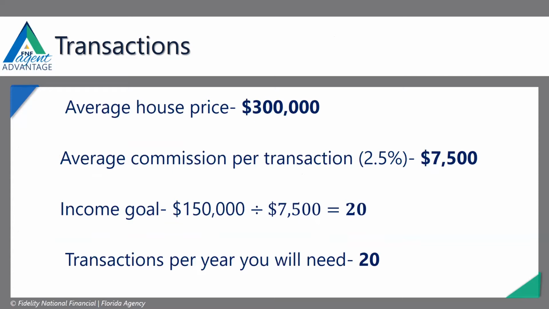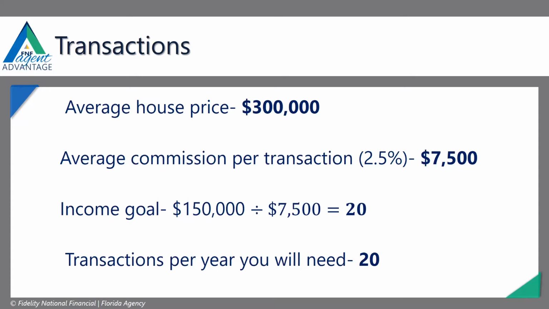Let's say your income goal is $150,000. You're going to take that and divide by $7,500, which means you need 20 transactions per year in order to reach your $150,000 goal. Obviously, there's fluctuations because you might have a couple $1 million homes. You might have some REO properties that aren't that much, but it'll give you a base idea of what you need to reach.